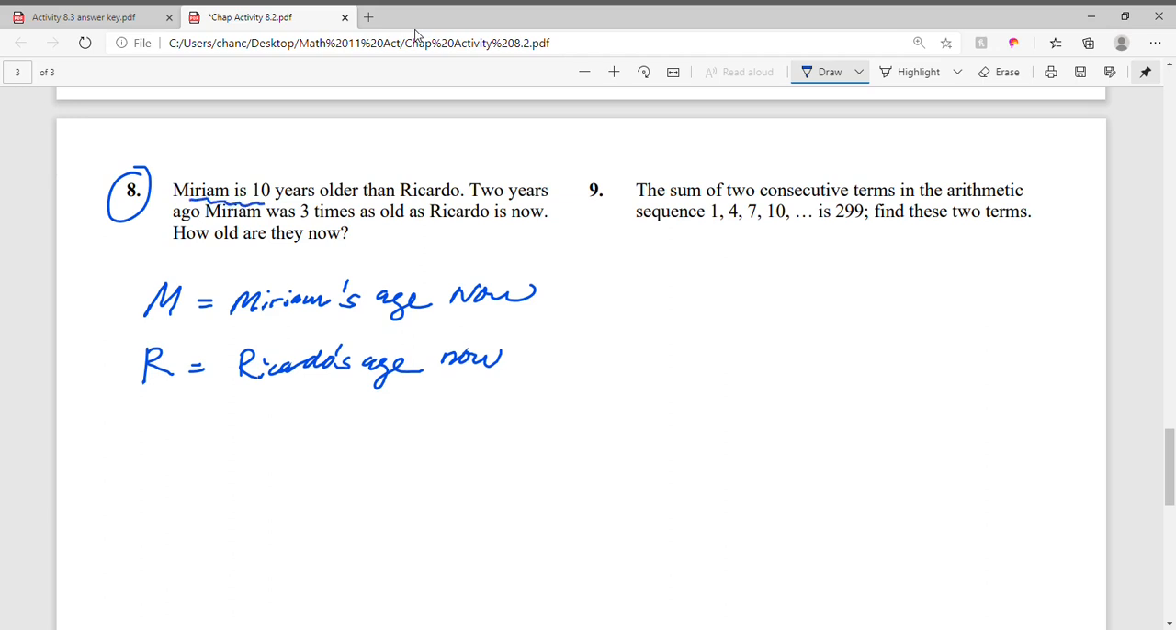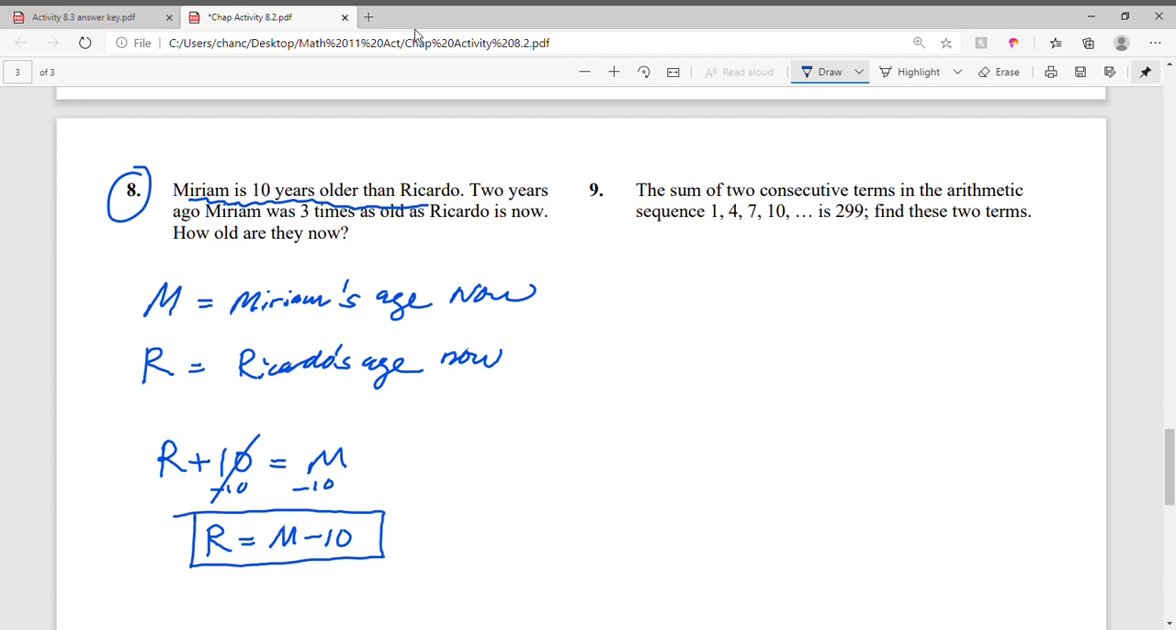I know Miriam is 10 years older than Ricardo. So we can add 10 years to Ricardo's age just to equal Miriam's age. So R plus 10 is equal to M. And if I subtract 10 from both sides, I get Ricardo is Miriam's age minus 10, which makes perfect sense. So we know R, or Ricardo's age, is M minus 10.